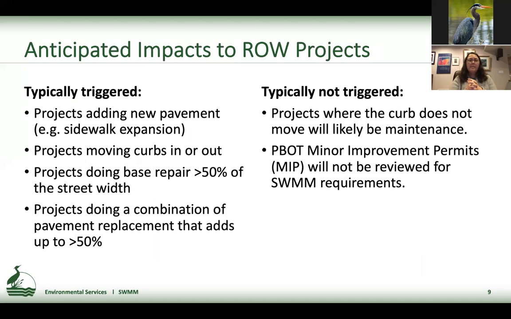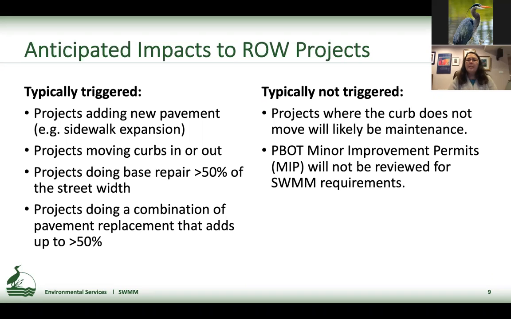So if you add all these things up, here's how we see the anticipated impacts to right-of-way projects. Projects that will typically require stormwater are projects adding new pavement, including ones building new sidewalks or expanding existing sidewalks, projects moving the curbs in or out and changing pavement types, projects doing base repair of greater than 50% of the street width, and projects doing a combination of pavement replacement that adds up to greater than 50% of that street width.